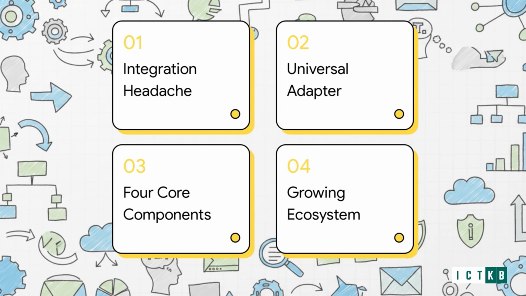Here's our quick roadmap for today. First, we'll look at the AI integration headache. Then, we'll meet our solution, the universal adapter. After that, we'll break down MCP's 4 core components, and we'll wrap up with a look at the growing server ecosystem. Let's get to it.